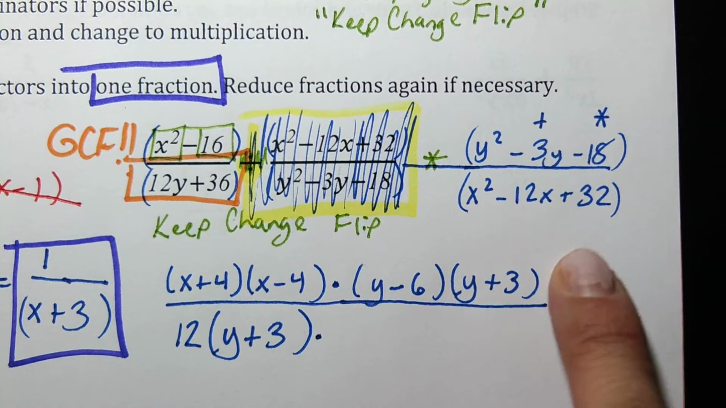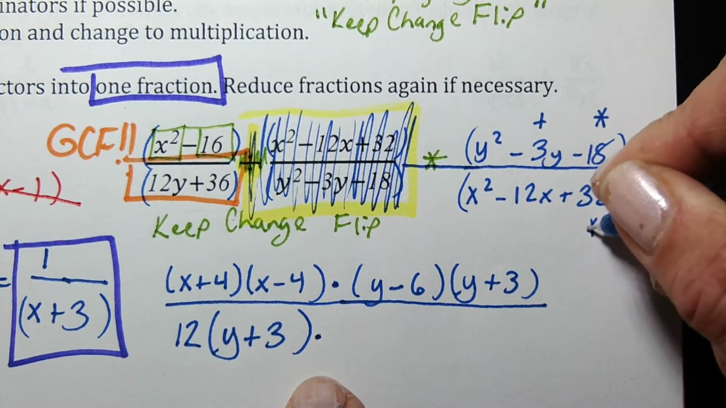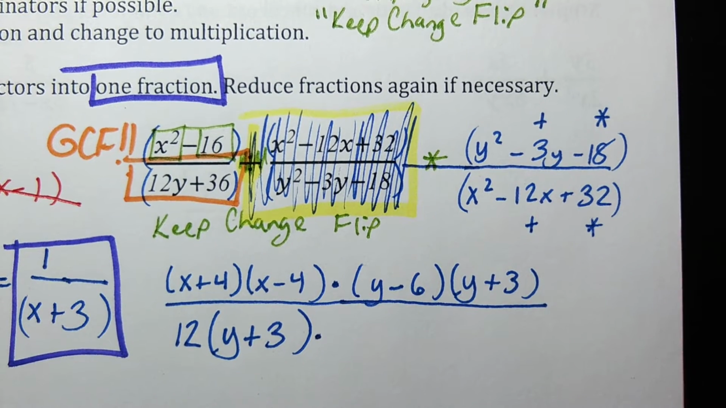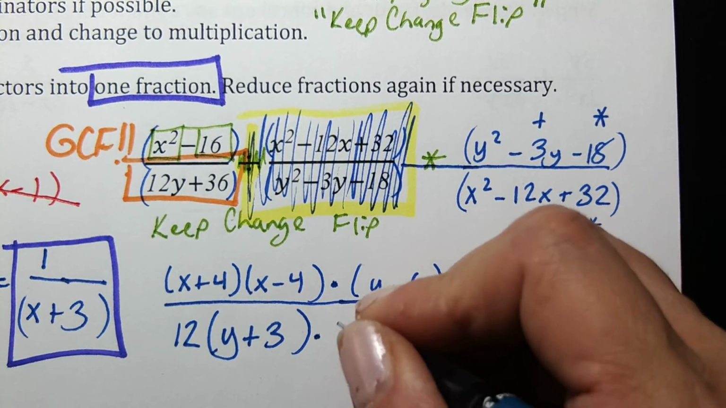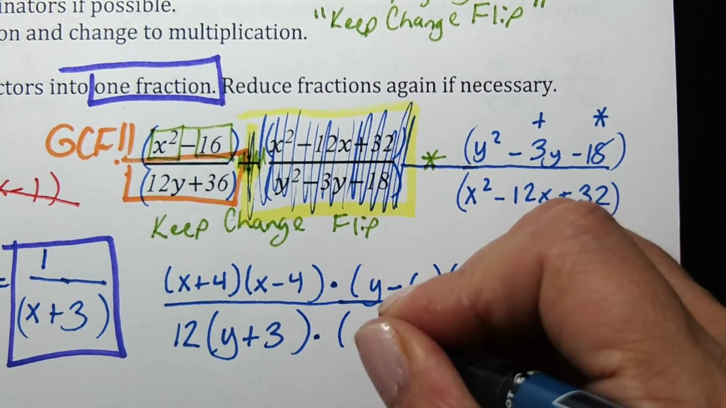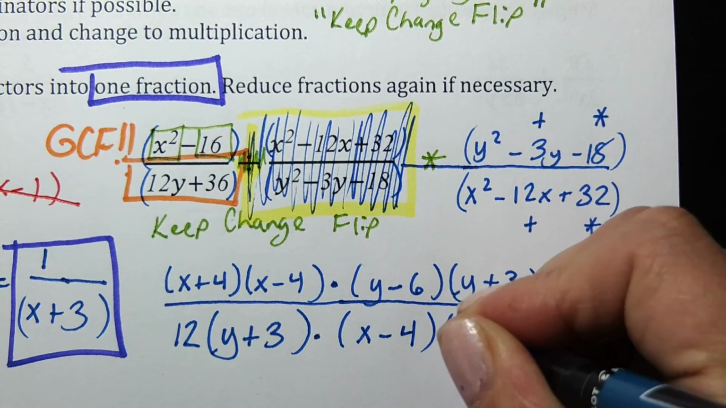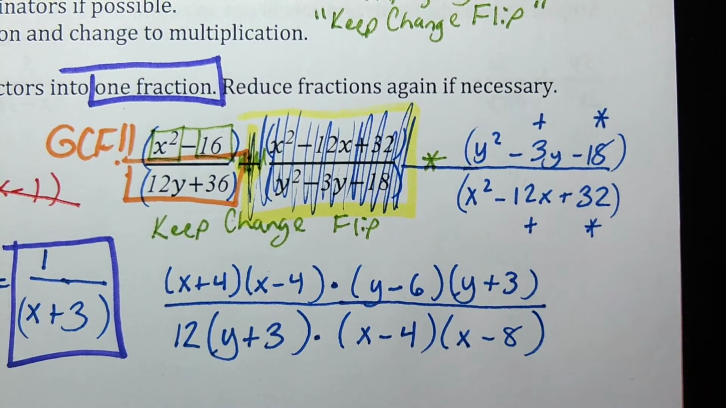Moving on to our next denominator. Product of 32, sum of negative 12. 32 divided by 1, 32 and 1. 32 divided by 2, 2 and 16. 32 divided by 3, that's gross. 32 divided by 4, 4 and 8. What combo will give me 12? Negative 4, negative 8. Perfect, so negative 4 and negative 8.